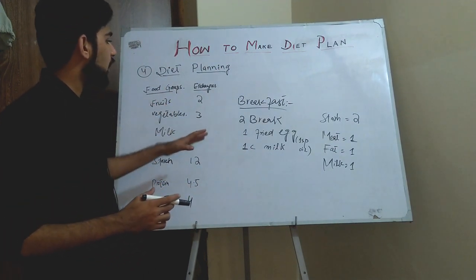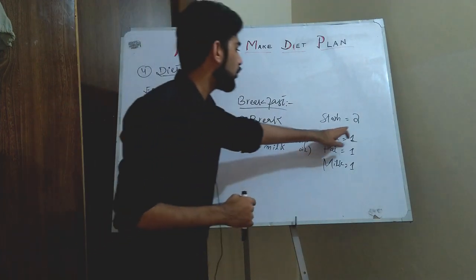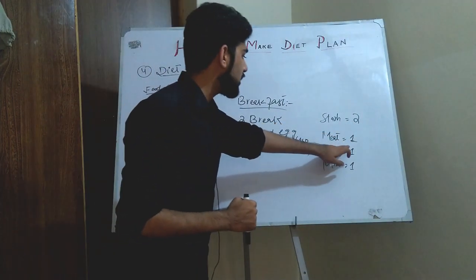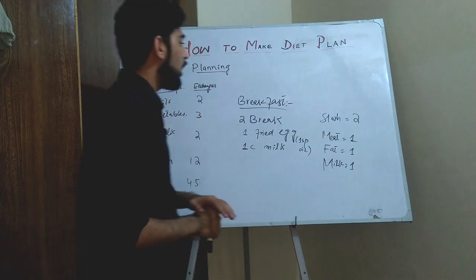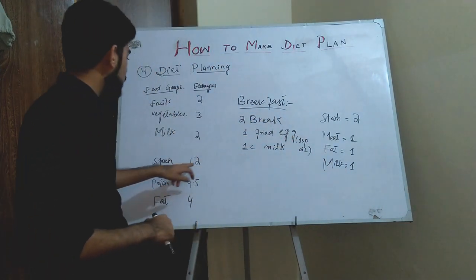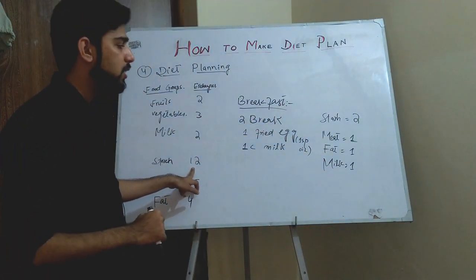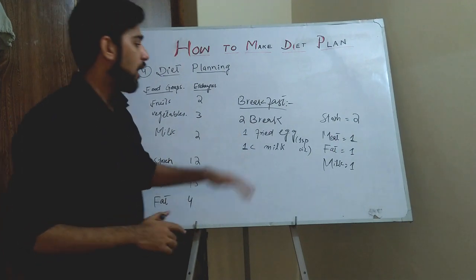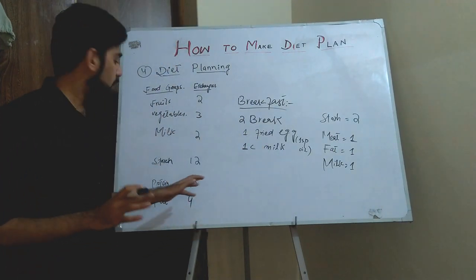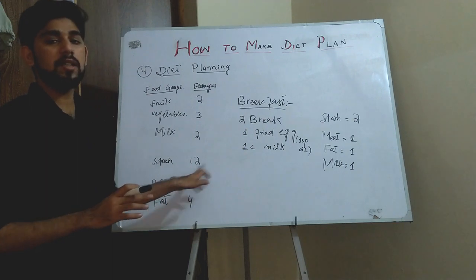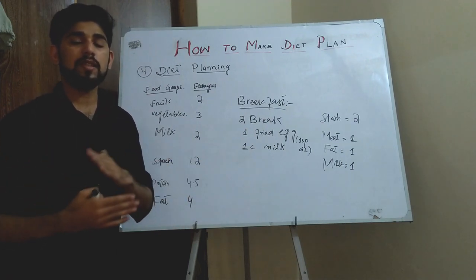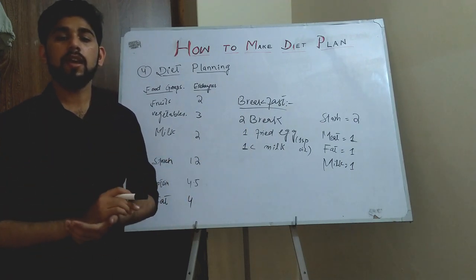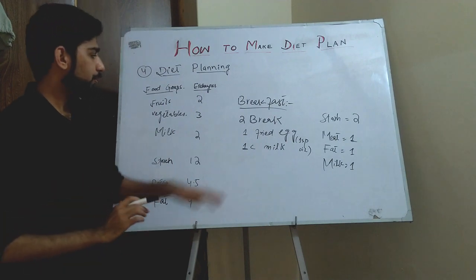As in the breakfast, I take 2 exchanges of starch and 1 exchange of meat, 1 fat, and 1 milk. So in the starch exchange we have to take 12 total exchanges, and the remaining 10 exchanges are left, and we have to fulfill these remaining exchanges in the remaining meals, like in the snack, the lunch, and the dinner.